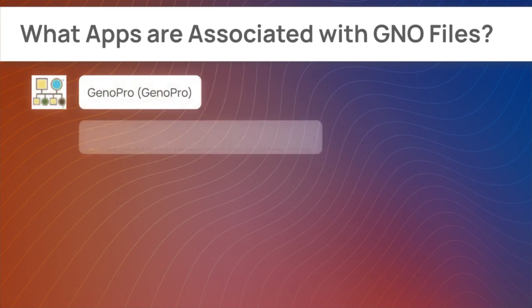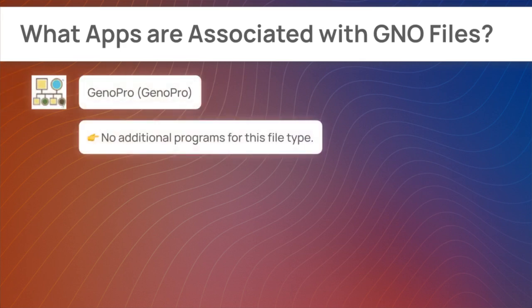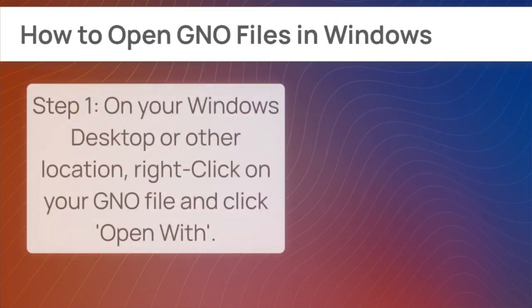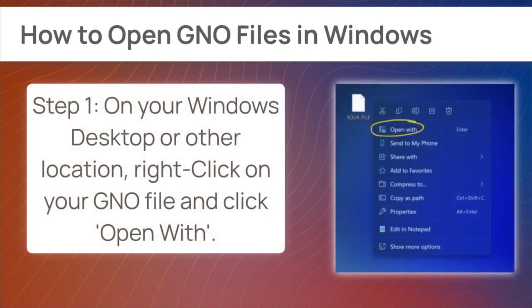The fundamental software link for GNO files is built around GenoPro by GenoPro. The necessary creation and modification tools are not available natively in Windows. Windows gives a simple file-level view, but understanding the data requires specialized software. The solution begins by systematically testing the programs.